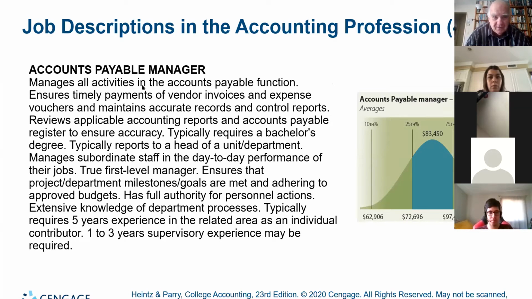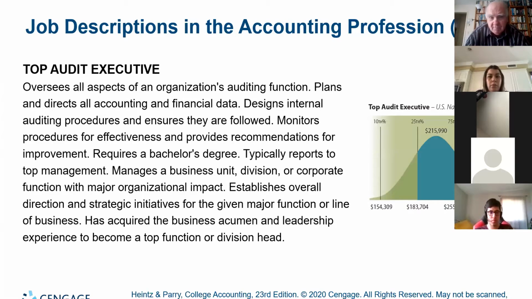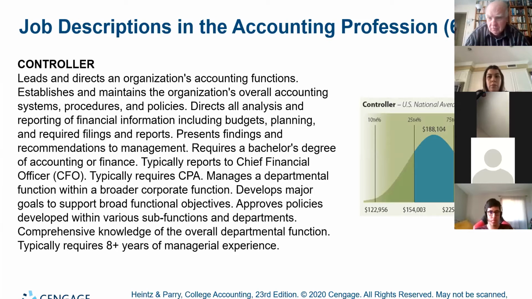AP manager, accounts payable manager. I'm kind of chuckling because that sounds like a fairly easy job. But boy, if you're working for a company that doesn't have money to pay the bills, a good accounts payable manager earns her money 10 times over in juggling accounts, placating vendors. Top audit executive, 215, huh? Controller, 188,000. I never made 188,000. How come I never saw this grid? What the heck's going on here?